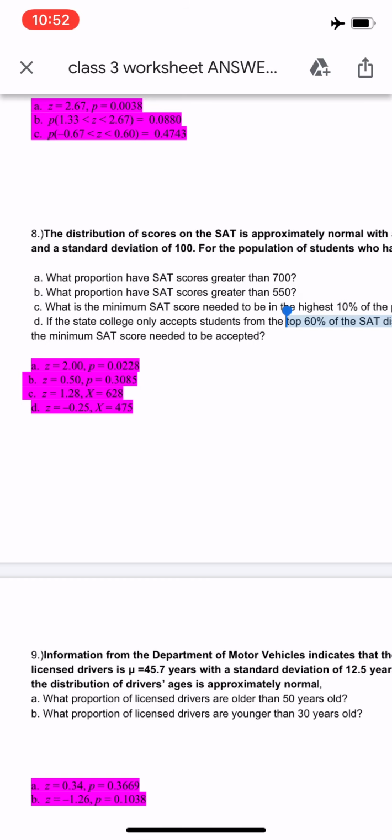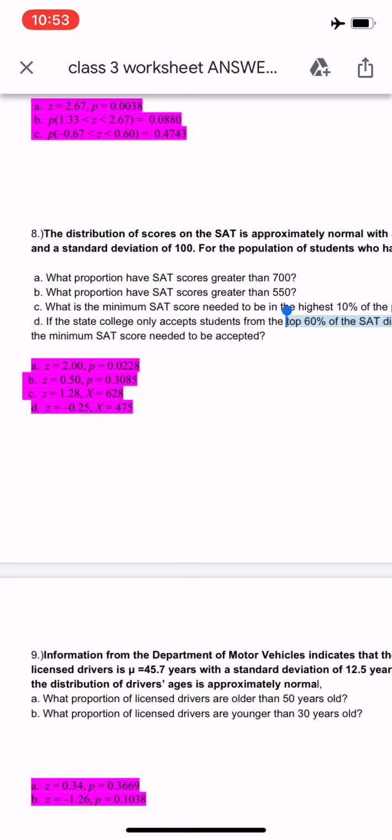Okay, so it's the same formula, but we're going to do 1.28 times 100, which is what? 1.28 times 100 is 128, plus 500, right, plus the mean, equals 628. So the minimum SAT score needed to be in the highest 10% is 628. My apologies if anybody got confused there.